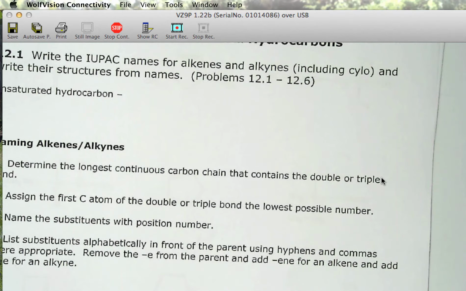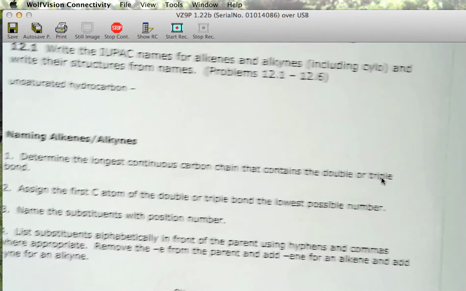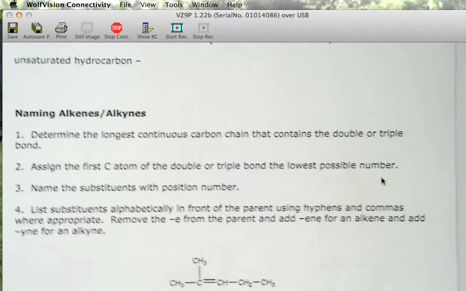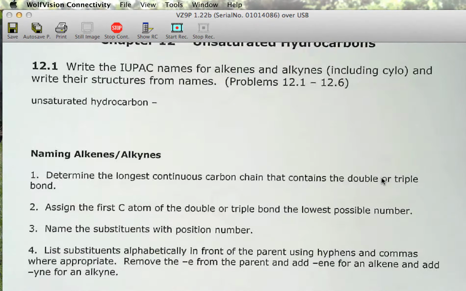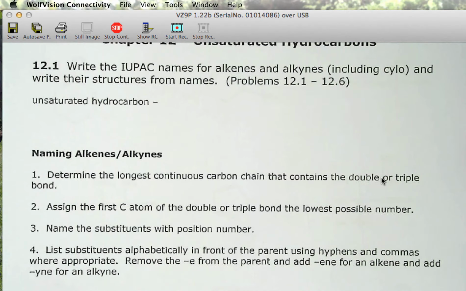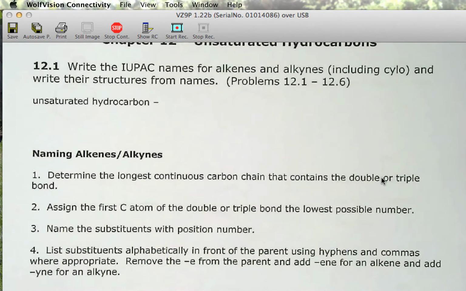So, chapter 12, objective 12.1. The objective that we want you to know for this section in your book is to write the IUPAC names for alkenes and alkynes, and this includes cyclo, and write their structures from names. It's like everything we've expected of you for alkanes, but now we're adding alkenes and alkynes in the cyclo.